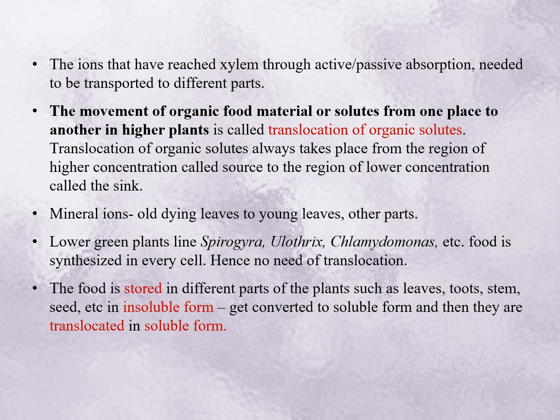In lower green plants like Ulothrix, Chlamydomonas, etc., the food is synthesized in each and every cell and there is no need of translocation. But in higher plants, food is synthesized in green parts and has to be translocated to the other parts of the plant. Usually the foods that are synthesized are stored in insoluble forms. They get converted into soluble forms and then get transported to the next parts of the plant.